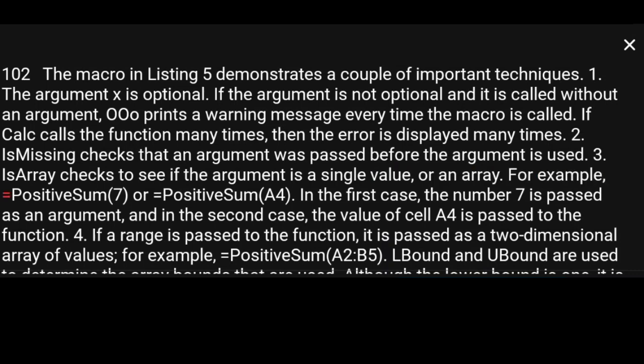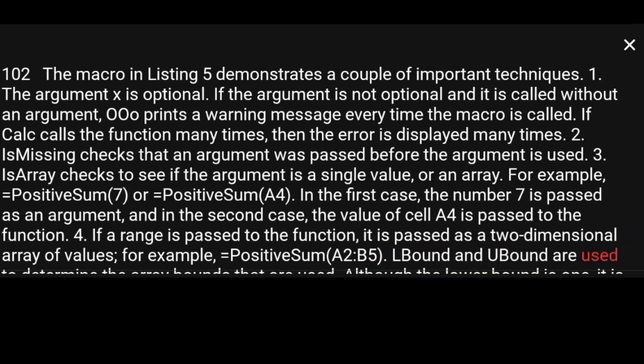For example, =PositiveSum(7) or =PositiveSum(A4). In the first case, the number 7 is passed as an argument, and in the second case, the value of cell A4 is passed to the function. 4. If a range is passed to the function, it is passed as a two-dimensional array of values, for example, =PositiveSum(A2:B5).